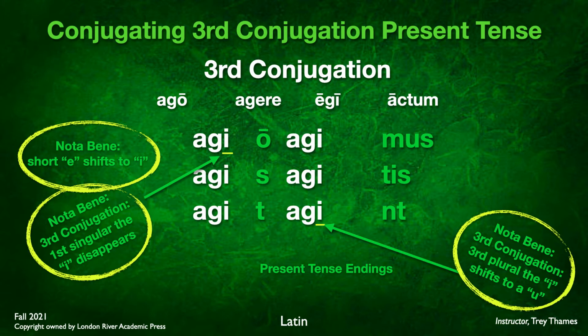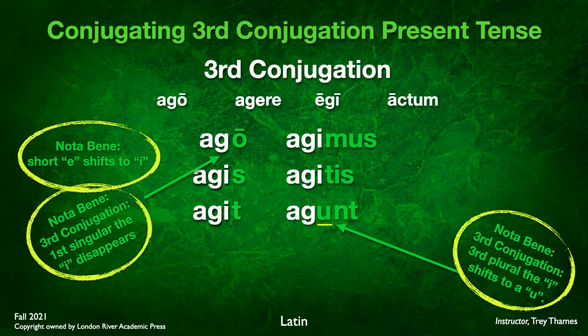Let's see what this is going to look like. Oh, and of course, we add our present tense endings, which we've already learned. O or M, s, t, mus, tis, nt. Now, I'll remind you, first person singular is an O sometimes, and sometimes it's an M. That'll be important here in just a few minutes. So these are our present tense endings. And let's make the shift here. The I goes away in first person singular, and the I in third person plural shifts to a U. And so here's what we end up with.